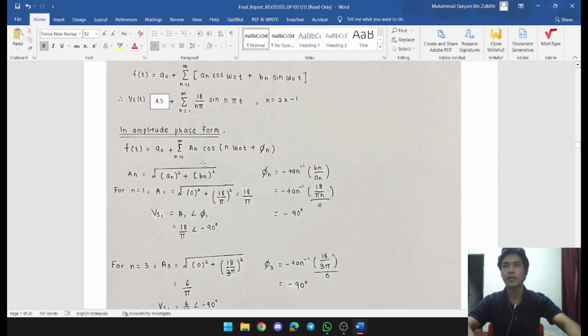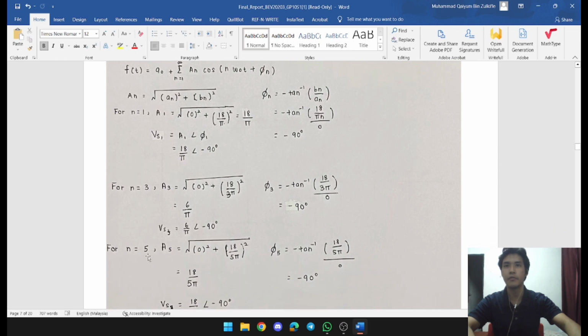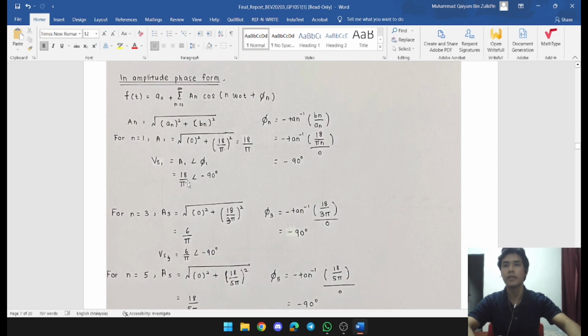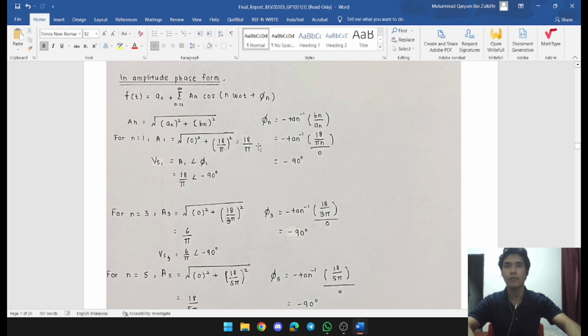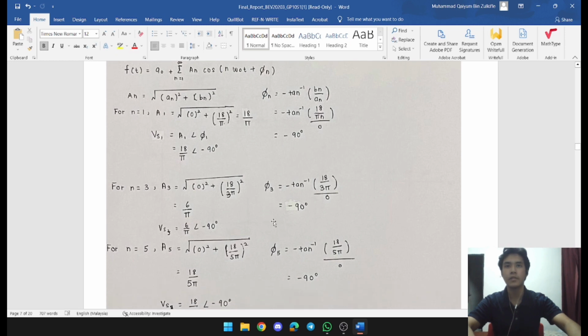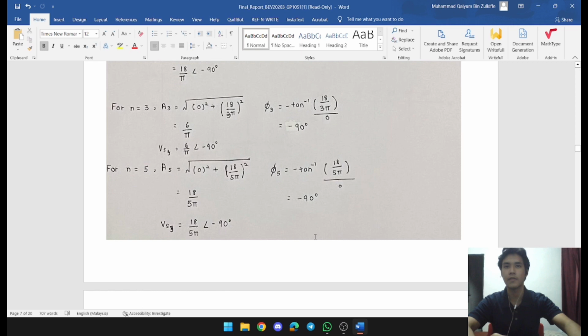For the next step, we find the amplitude-phase form using the expression for n1, n3, and n5, where we get for n1, 18 over pi with the angle of negative 90 degrees; for n3, 6 over pi with the angle of negative 90 degrees; and for n5, again 18 over 5 pi with the angle of negative 90 degrees. So the phase for n1 is negative 90 degrees, phase 3 is negative 90 degrees, and phase 5 is negative 90 degrees.